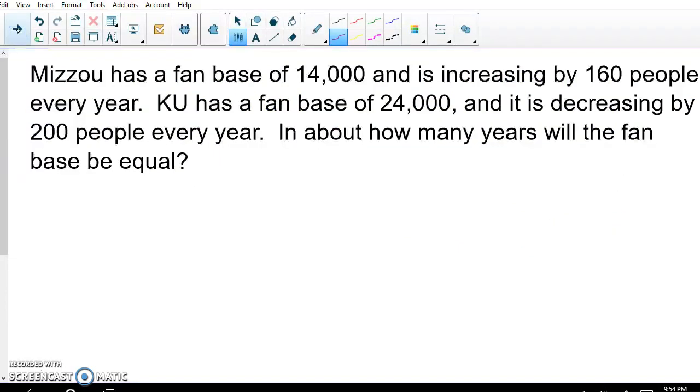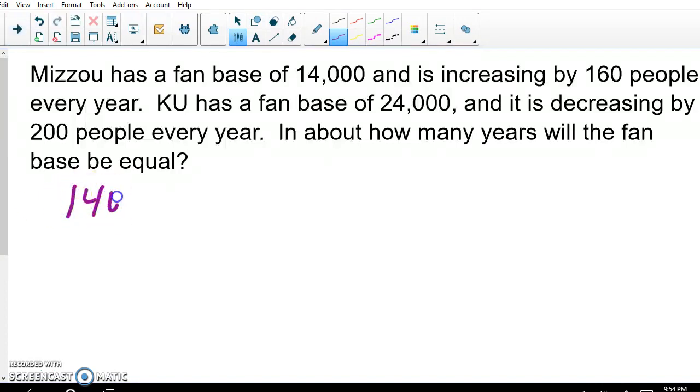Awesome job. All right, let's do one more here. Mizzou has a fan base of 14,000 and is increasing by 160 people every year. Go Tigers. KU has a fan base of 24,000 and it is decreasing by 200 people every year. In about how many years will the fan base be equal? So let's turn our words into an expression.